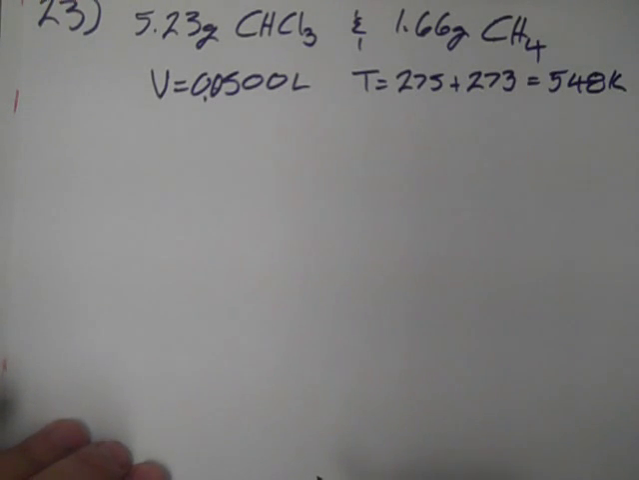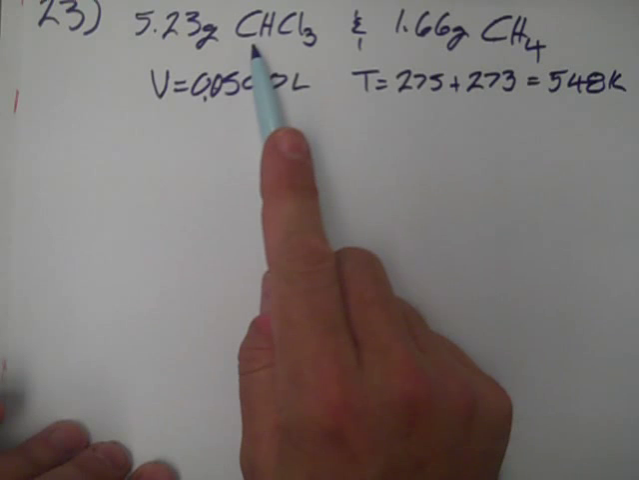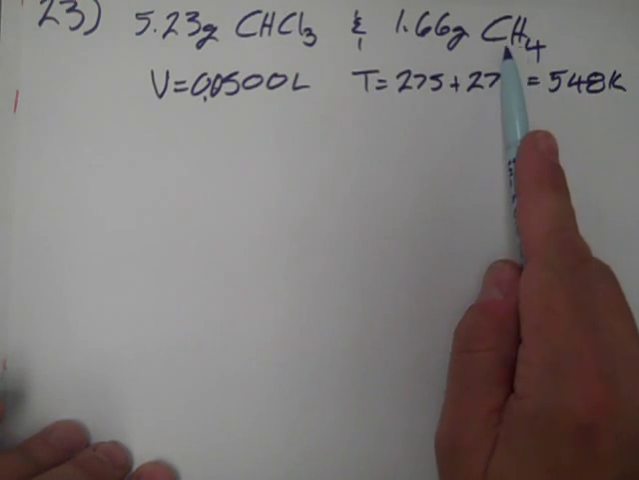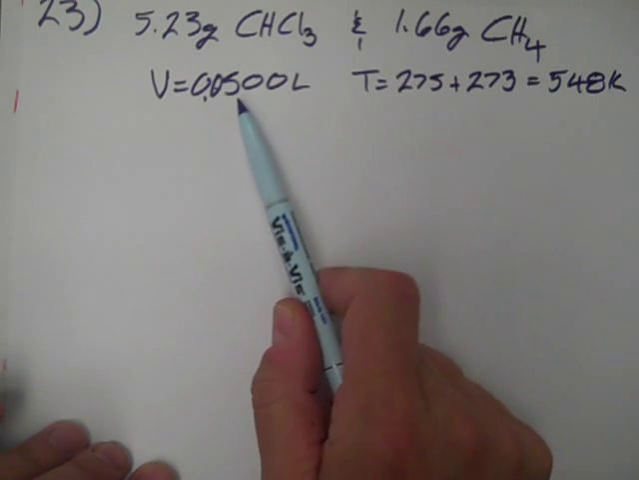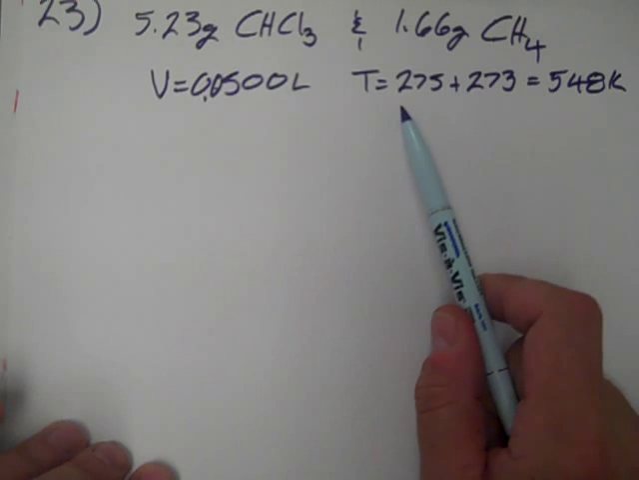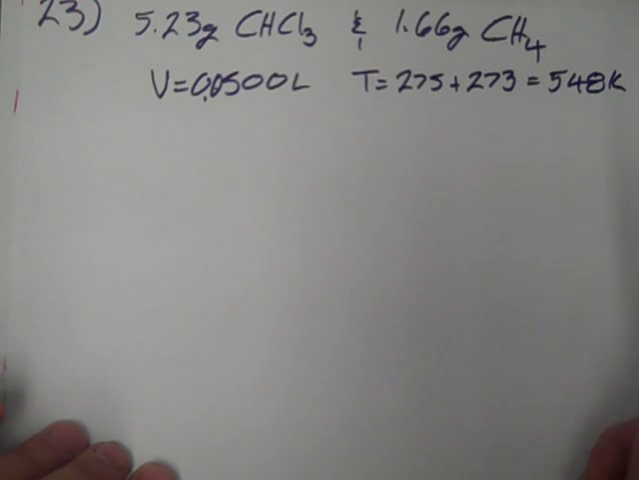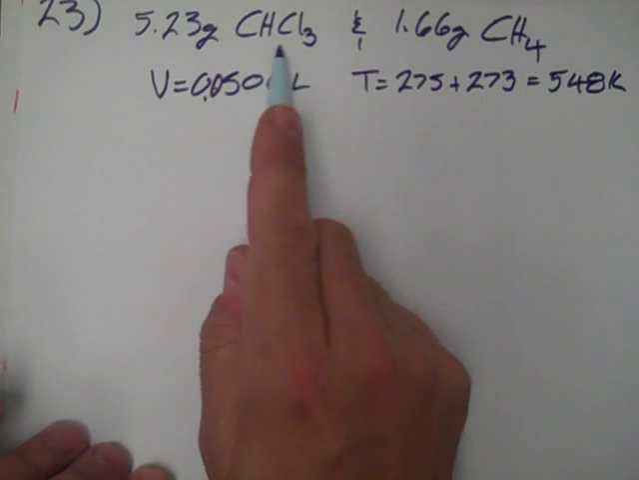Number 23 is the second problem, talking about a mixture of gases that aren't reacting. In it, we have 5.23 grams of chloroform, CHCl3, and 1.66 grams of methane, CH4. The volume of the container is 0.0500 liters. The temperature is 275 Celsius, which turns into 548 Kelvin. And we need to find two things. We need to find the total pressure, and we need to find the pressure that is contributed by the chloroform.